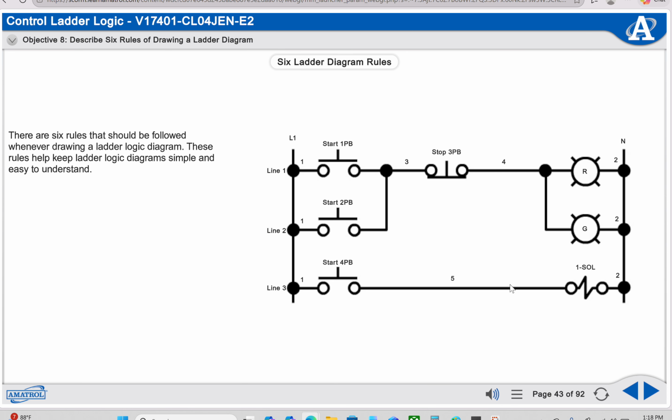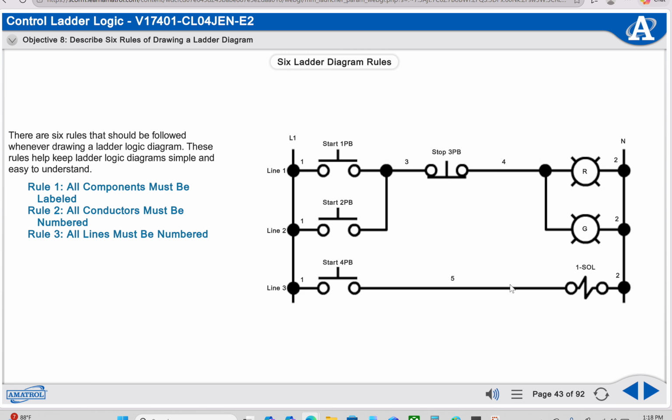There are 6 rules that should be followed whenever drawing a ladder logic diagram. These rules help keep ladder logic diagrams simple and easy to understand. Rule number 1. All components must be labeled. Rule number 2. All conductors must be numbered. Rule number 3. All lines must be numbered. Rule number 4. Only show control devices. Rule number 5. Place only one load per line. Rule number 6. Output devices are located on the right.